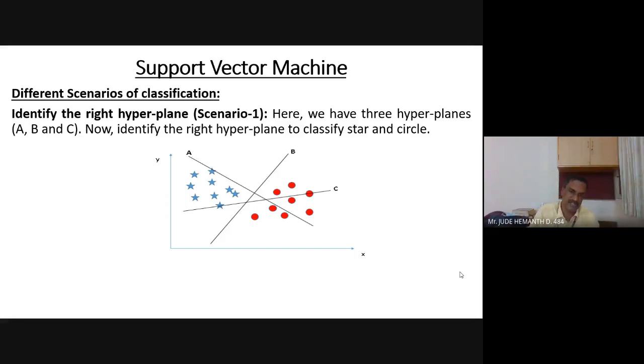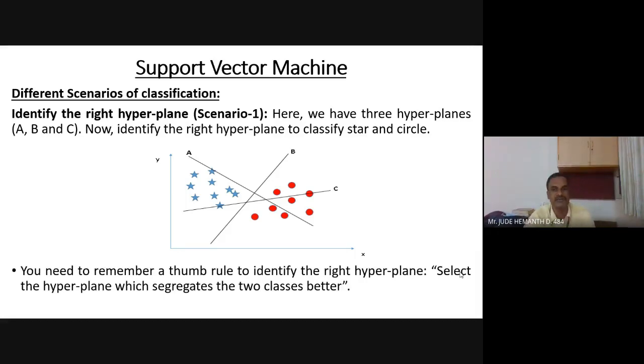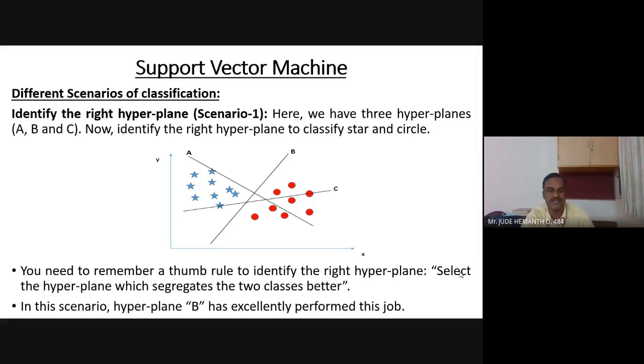This is very easy because straight away we know that your stars cannot mix with the circles. That is a thumb rule: select the hyperplane which segregates the 2 classes better. So in this scenario, hyperplane B has performed this job excellently. If you choose A, there is a high chance that you have some circles also with the stars. If you choose C, again the same thing.